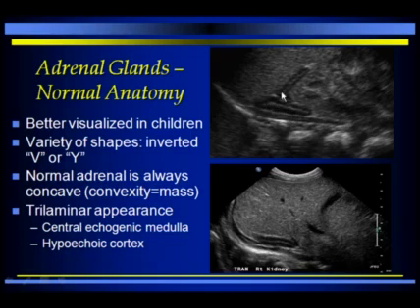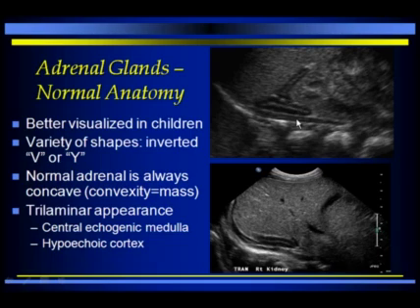This is the body of the Y, and these are the two arms of the Y, and this is the kidney down here. And the adrenal gland tends to have an echogenic medullary or inner portion, and then surrounded by a more hypoechoic cortex. And the classic thing about the adrenal is that it's concave. So if you look here, it's concave.